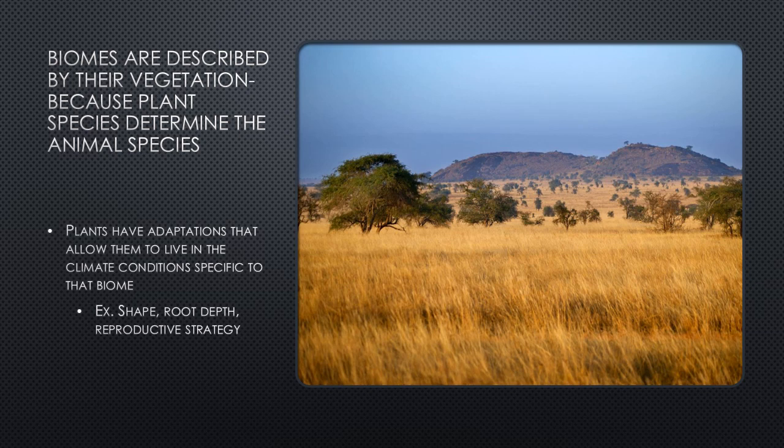And for example, the shape of a plant is usually determined by the climate conditions. So when we talked about evergreens, we said that they had needles and very waxy cuticles on the outside. So those evergreens usually live in a condition that has some cold temperatures and often have snow. So they're adapted for that environment.